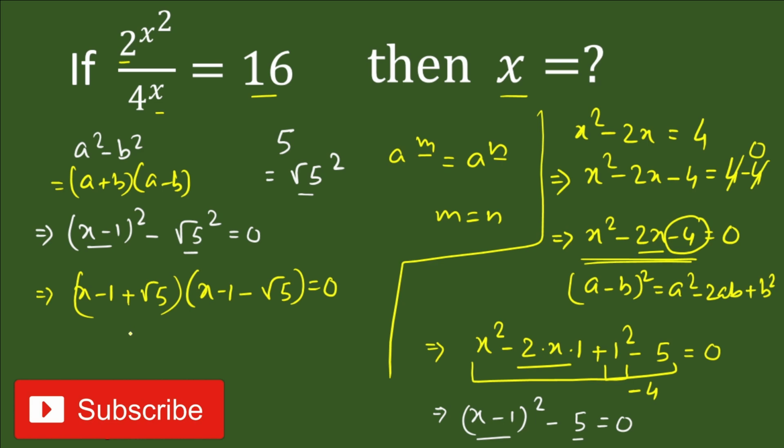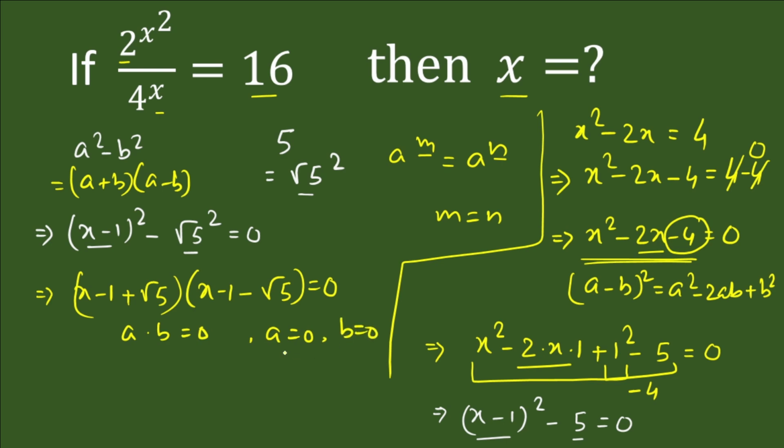Now here the multiplication of two factors is 0. So we can write either a is equal to 0 or b is equal to 0, or both the terms a and b are equal to 0. Similarly, we can write x minus 1 plus square root 5 is equal to 0, or we can write x minus 1 minus square root 5 is equal to 0.